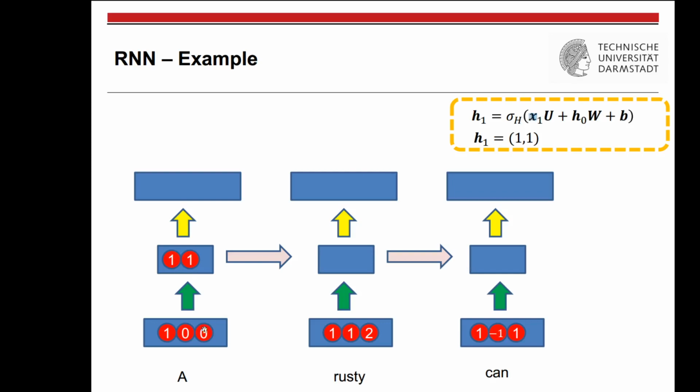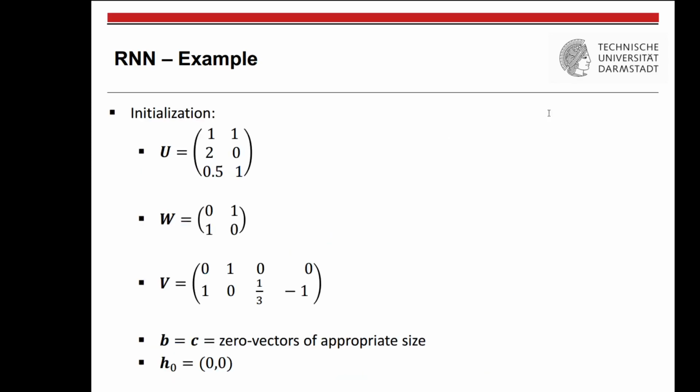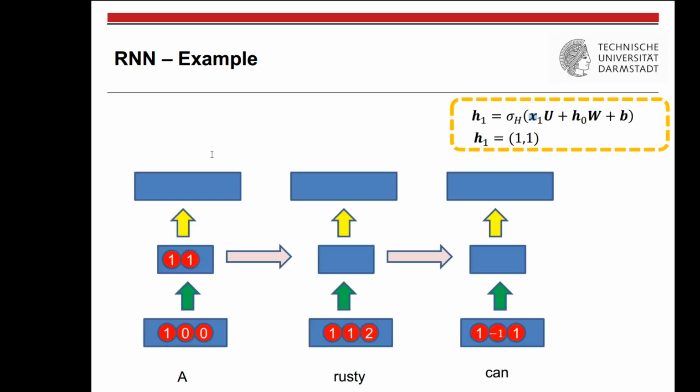We multiply x1, which is this here, times U. U was given in the previous slide. It's here. We add to that h0 multiplied by W. h0 is 0, so that cancels. b also cancels. So we just do this vector matrix multiplication. We apply relu on top of that. And if you do the calculation, you can convince yourself that 1, 1 is coming out.